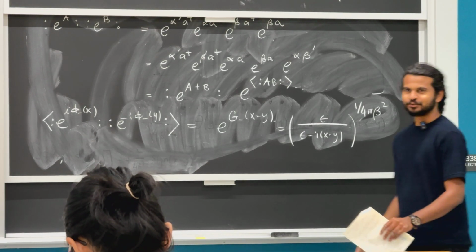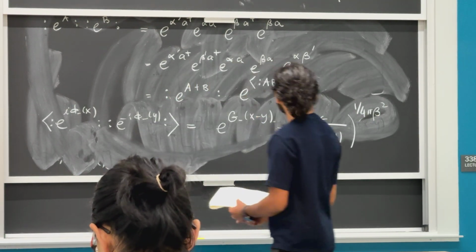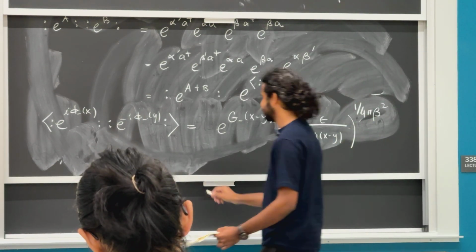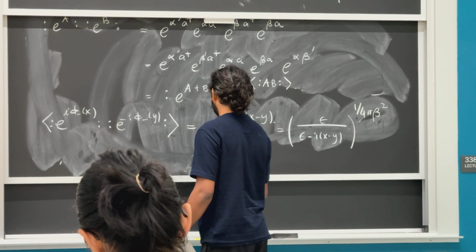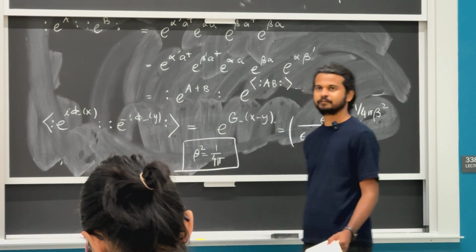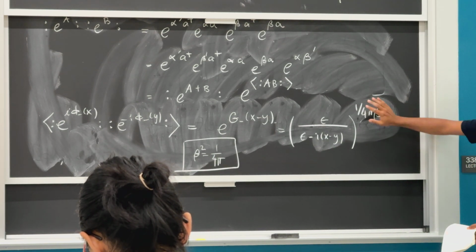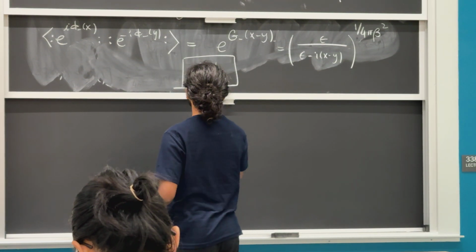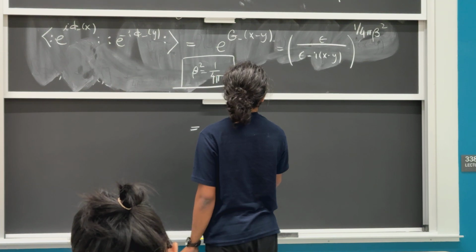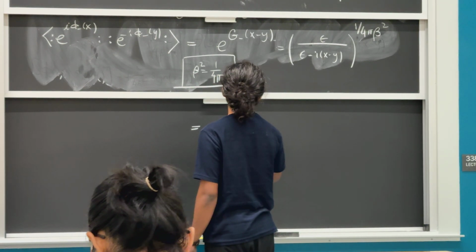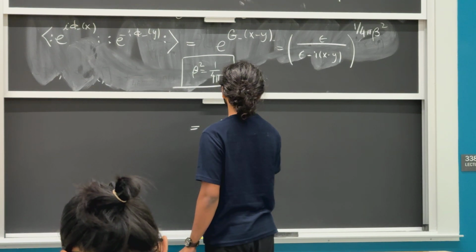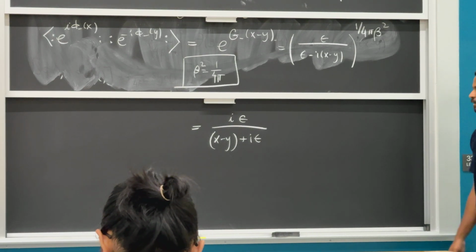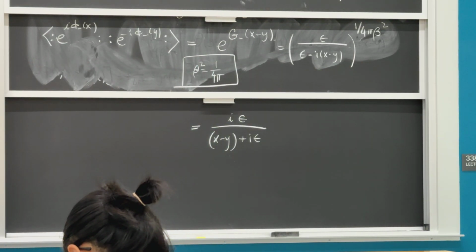All right, now we're going to do something out of the blue. This is staring at our face and telling us to set beta square to 1 by 4 pi. That means I'll get 1 there. So that gives me this equal to, if I pull out a minus I epsilon by x minus y plus I epsilon. Now let's look at this and that.